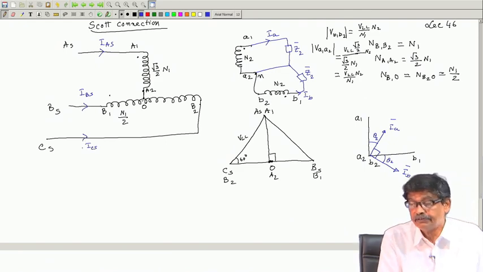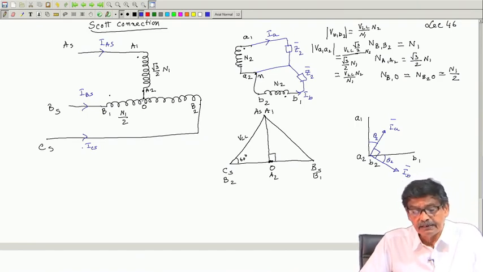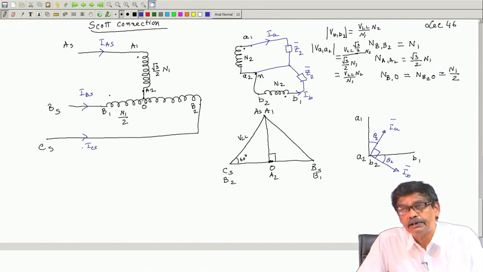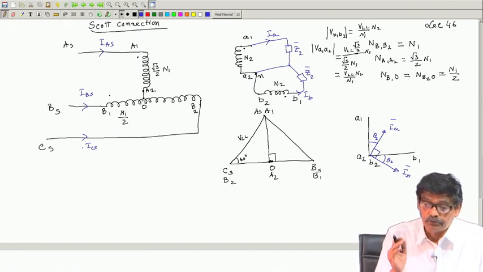From where shall I find out? Secondary currents are known. I will calculate reflected currents on this side, and if we see that IAS, IBS, ICS are of same magnitude but 120 degrees apart, then I will conclude that the AC side current is also balanced. Now, how do I do that?